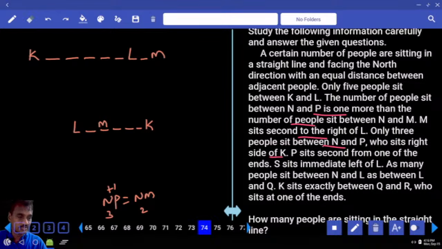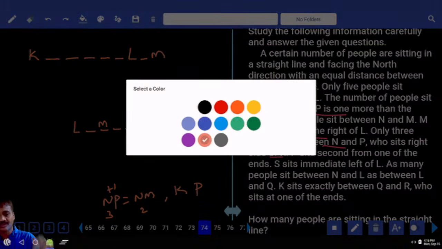And P sits to the right of K. Now P is to the right hand side of K. And P is seated second from one of the extreme ends. N and M, there are 2 people in between. Here we have to start.